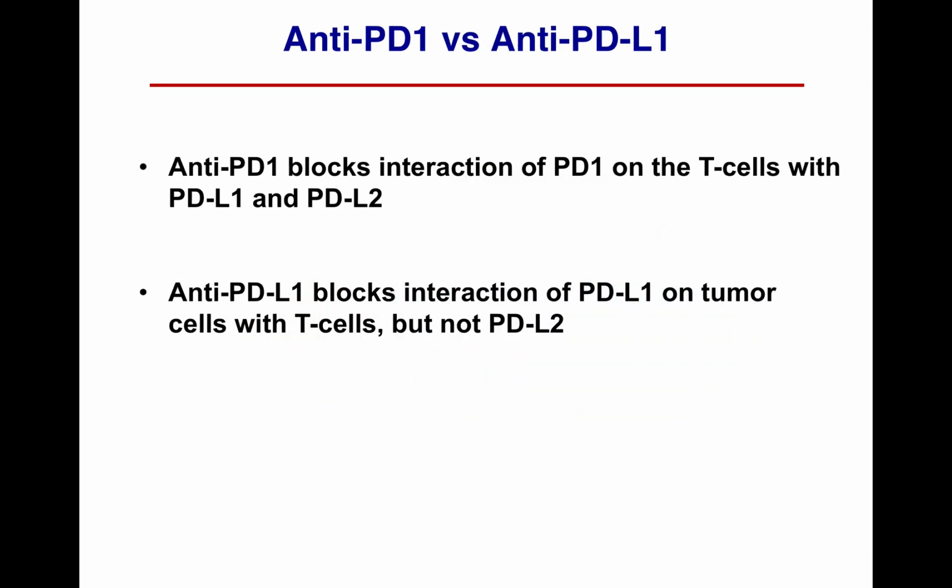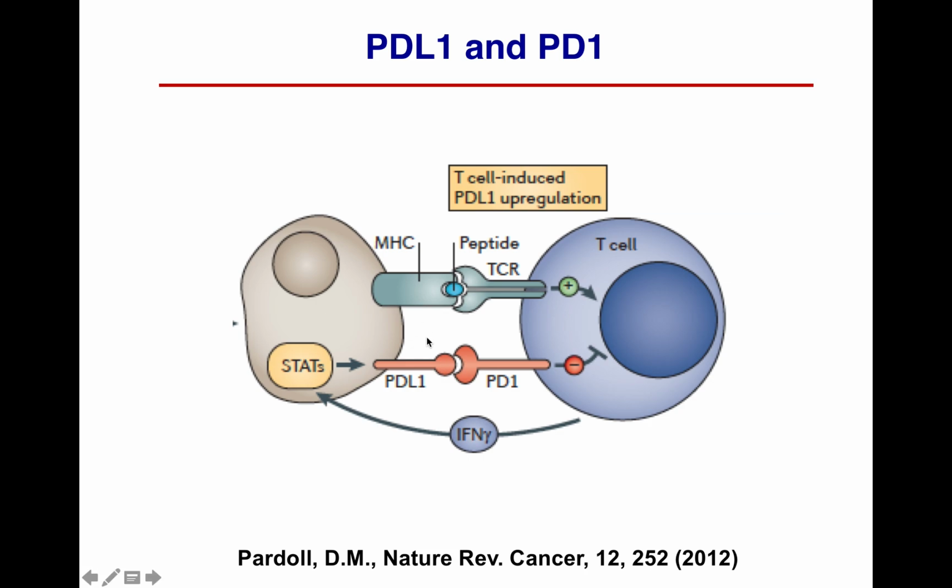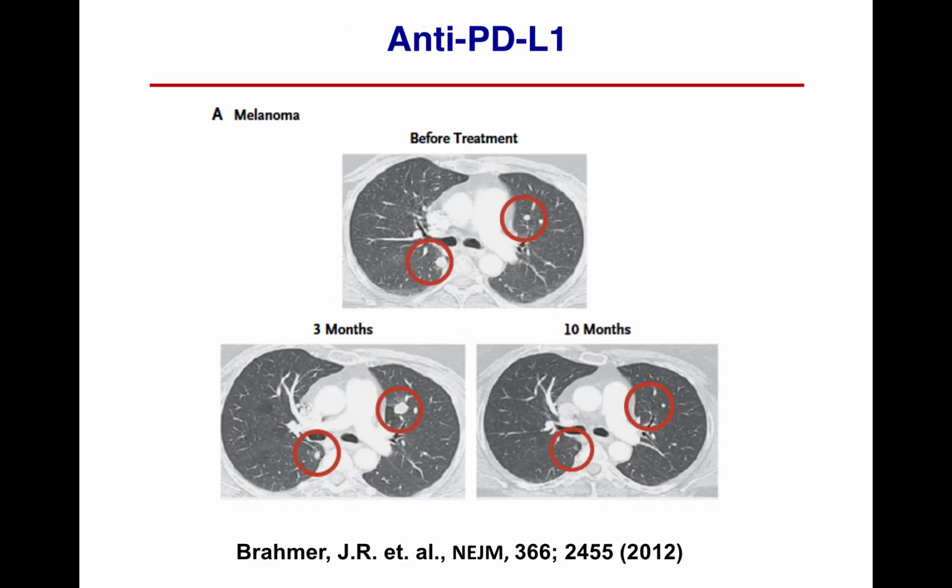So the rationale is that anti-PD-1 blocks interactions of PD-1 on the T cells with PD-L1, and there's another binding molecule, PD-L2, which is not necessarily as important. And then anti-PD-L1 blocks interactions of PD-L1 on the tumor cells with the T cells, but not PD-L2. So you can do either one. You can bind either here or you can block here. Those are the two possibilities. So a drug has been tested: anti-PD-L1 antibodies have been developed.